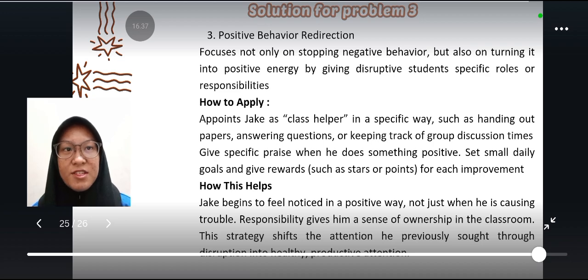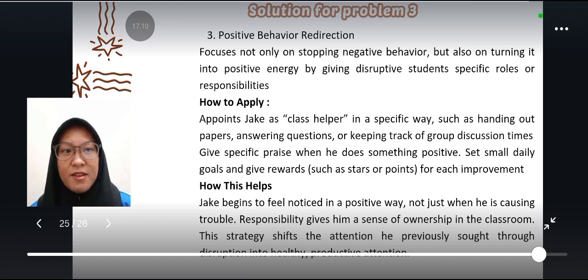Positive behavior redirection focuses not only on stopping negative behavior but also on turning it into positive energy by giving disruptive students specific roles or responsibilities. How to apply? Appoint Jack as class helper in specific ways, like handing out papers, answering questions, or helping keep track of group discussion times. Give specific praise when he does something positive. Set small daily goals and give rewards like stars or points for each improvement.